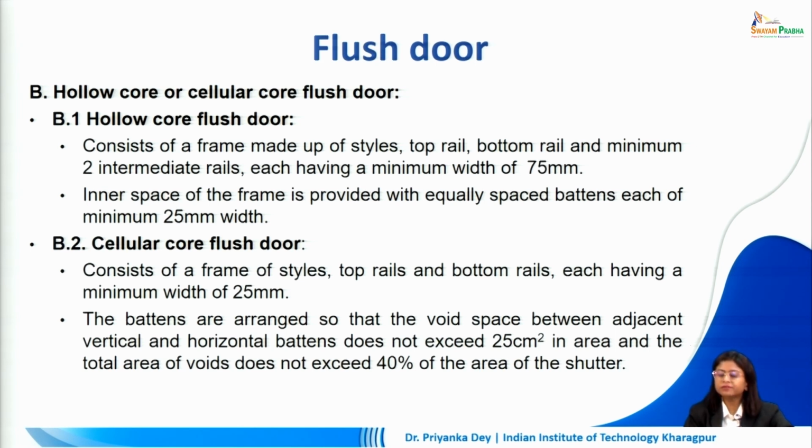Now the inner space of the frame is provided with equally spaced battens. Each of these has a minimum 25 mm width. So these battens together are going to form the core of this particular type of flush door.